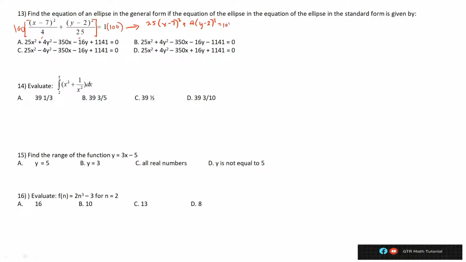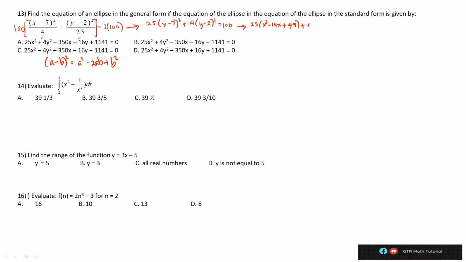equals 100. Okay, so now expand lang natin itong square of binomial. So, may pattern naman tayo sa square of binomial, di ba? So, if we have minus, so minus ang gamitin natin, a minus b squared, so that is equal to a squared minus 2ab plus b squared. So, yan yung ating pattern. So, square the first term minus twice the product of a and b plus square of the last term. So, apply lang natin yan. So, therefore, we have 25 times the squared of the first term, x squared, minus twice the product. So, x times 7 times 2, so we have 14x. Plus square of the last term, 7 times 7, 49.